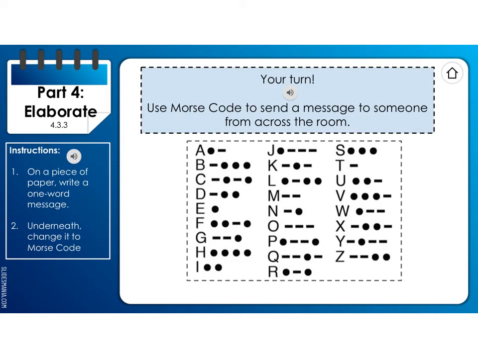And then on these last pages, you're going to just write a one-word message on a piece of paper and then change it to Morse code and then see if you can send that message to someone somehow from across a room. Maybe you'll do it by tapping on your table. Maybe you'll use a metal can, do something, see if you can come up with a way that you could do it.